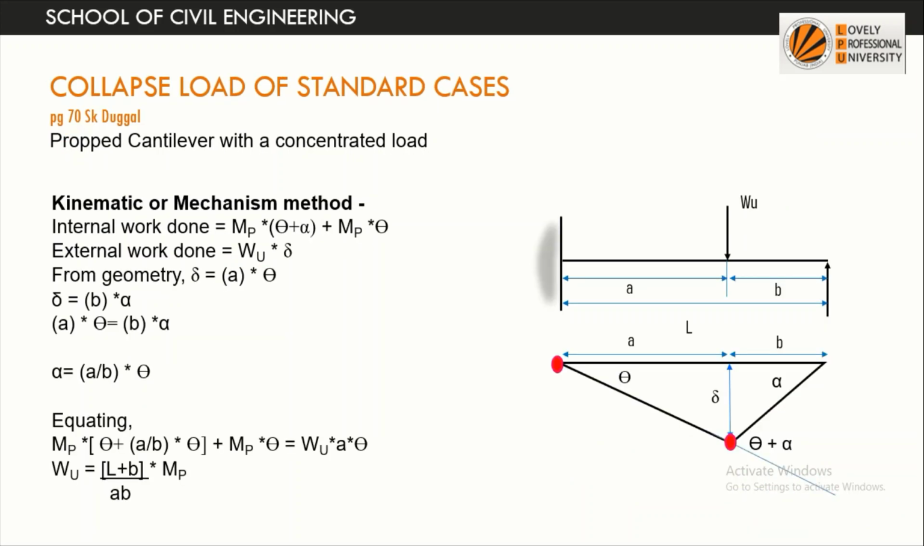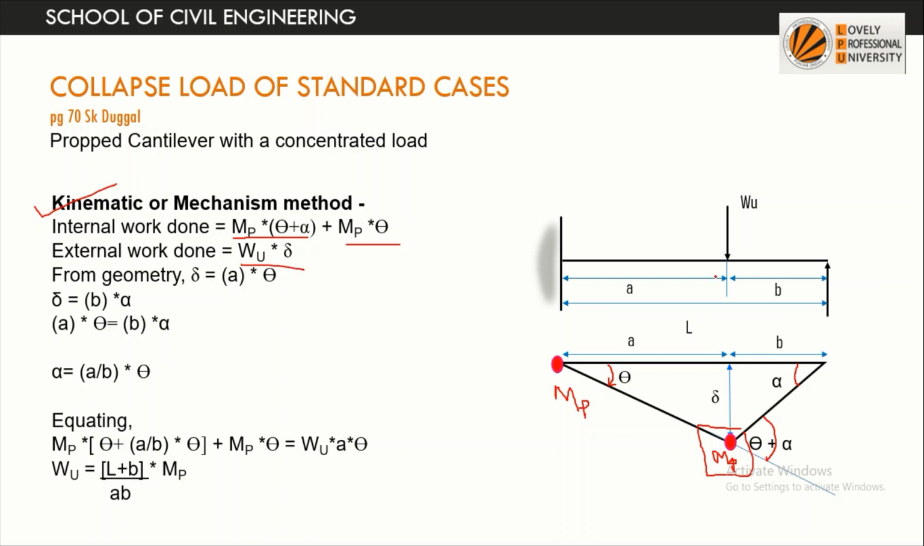The same question we will solve using the kinematic or mechanism method. So the plastic hinge will not form at this simple support, it will form at the fixed end. Here the plastic moment is Mp, here again the plastic moment is Mp. How much rotation is resisted? It resisted theta. This angle is alpha, so this angle will be alpha plus theta. So what will be the internal work done? Mp into (theta plus alpha) for this hinge, and for the other plastic hinge it will be Mp into theta. So the total internal work done is Mp into (theta plus alpha) plus Mp into theta.